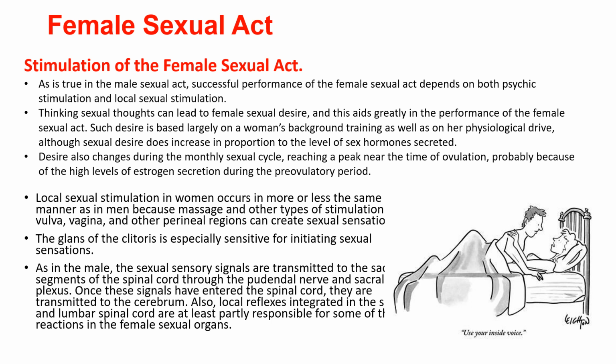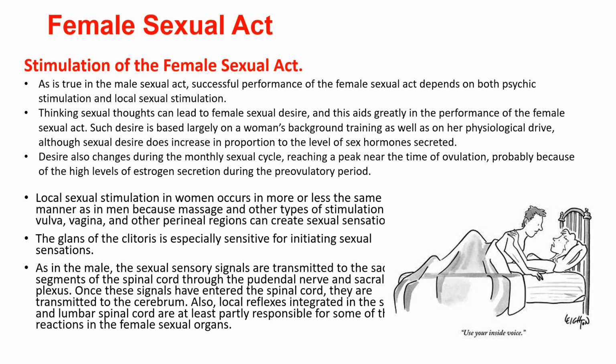Desire also changes during the monthly sexual cycle, reaching a peak near the time of ovulation, probably because of the high levels of estrogen secretion during the preovulatory period. Local sexual stimulation in women occurs in more or less the same manner as in men because massage and other types of stimulation of the vulva, vagina, and other perineal regions can create sexual sensations. The glans of the clitoris is especially sensitive for initiating sexual sensations.